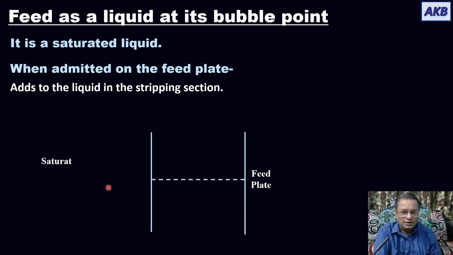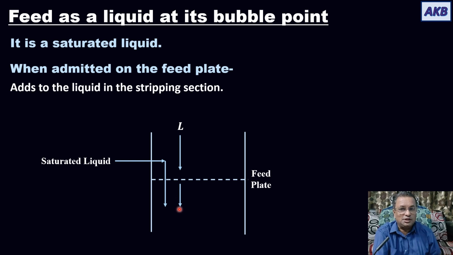Now saturated liquid, or liquid at its bubble point, is entering the column as its feed. So being liquid, it will simply get added to the liquid in the stripping section. Liquid from the rectifying section will come to the feed plate and then move to the stripping section. So in the stripping section you now have two liquids: one due to the feed and the other liquid coming from the rectifying section. Liquid in the rectifying section is due to the reflux.